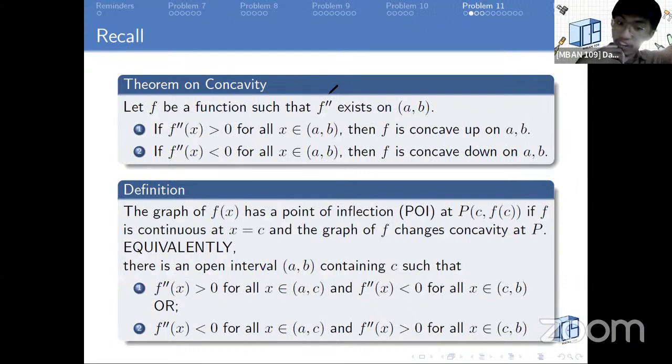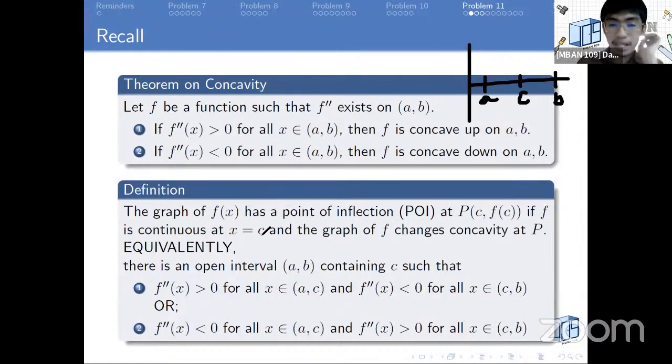Yung meron tayong points of inflection, parang ang sinasabi niya lang ay pag meron kang open interval AB, tapos nasa pagitan mo ay C, sinasabi dito, continuous dapat at x equals C, tapos nag-change ng concavity at P yung graph mo sa F. So ibig sabihin, yung point mo at CF of C, halimbawa dito siya, nag-change siya ng concavity.